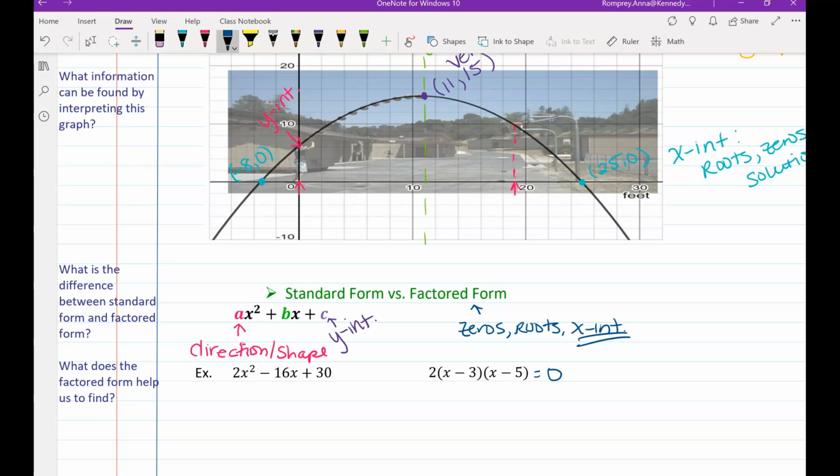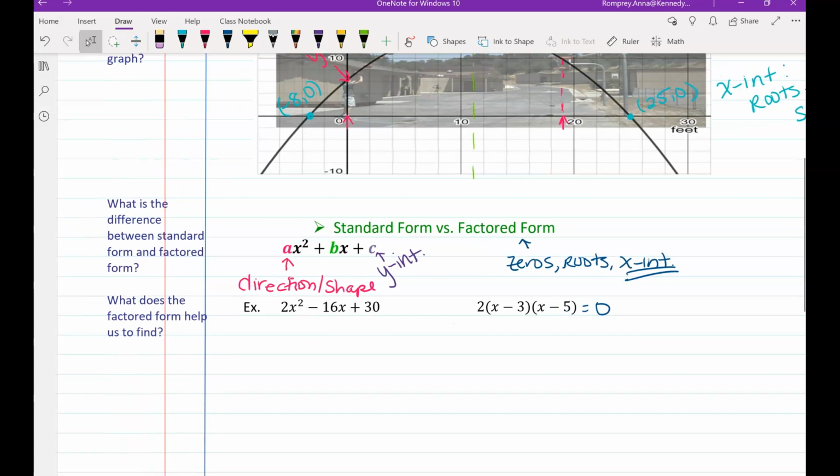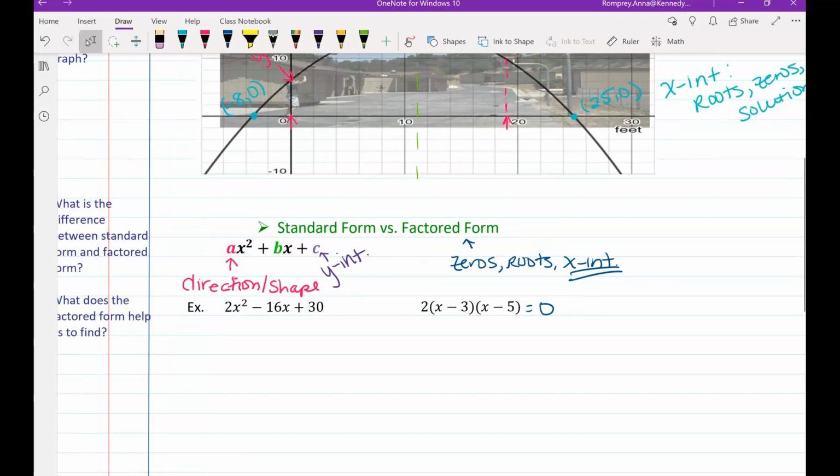So graphically, those are different pieces that we can find depending on which form. We're going to deal a lot with putting something from standard form into factored form because it helps us find our roots. So we can find different pieces depending on which information we're trying to find. What does factored form help us find? The roots.